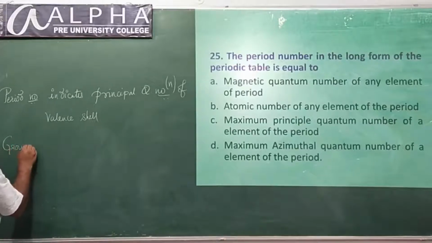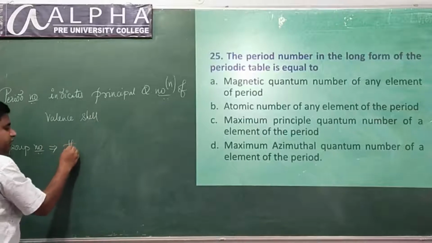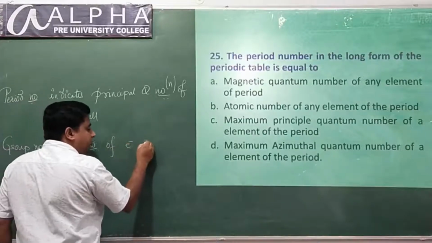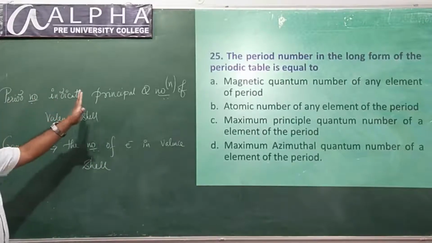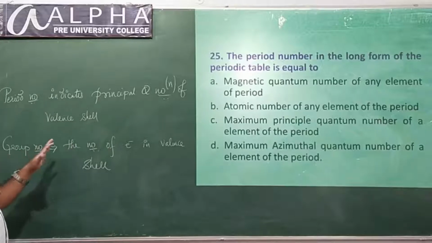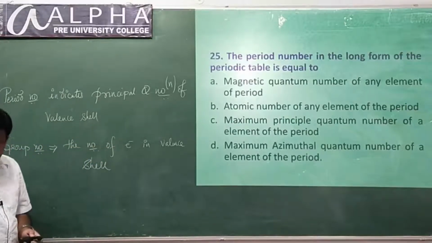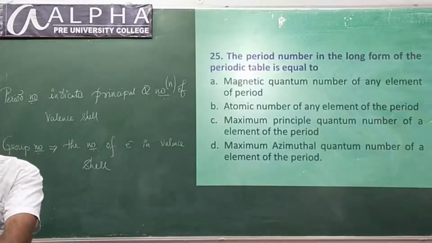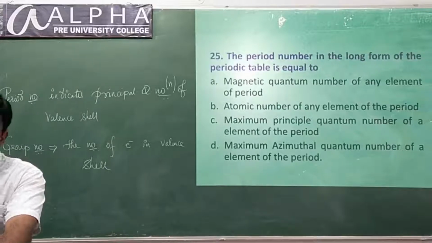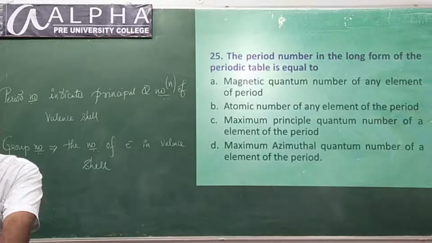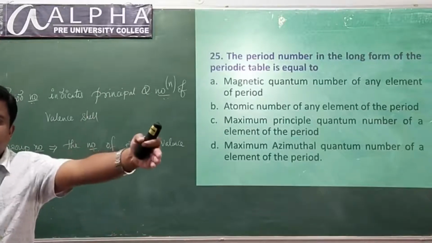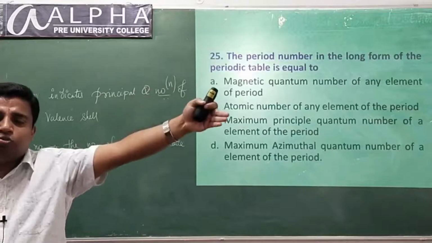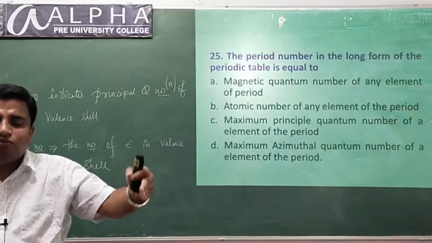What does group number indicate? Group number indicates the number of electrons in the valency shell. Period number indicates the principal quantum number of the valency shell, whereas group number indicates the number of electrons in the valency shell. So what is the correct answer? The period number is equal to the magnetic quantum number of any element of the period? No. Atomic number of any element of the period? No. Maximum principal quantum number of an element of the period, or maximum azimuthal quantum number of an element of the period. Maximum principal quantum number means the principal quantum number of the valency shell, because the principal quantum number is maximum for the outermost shell.